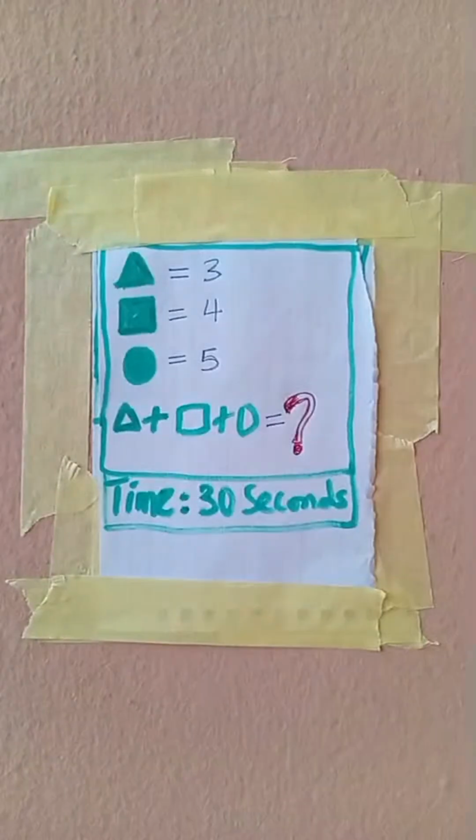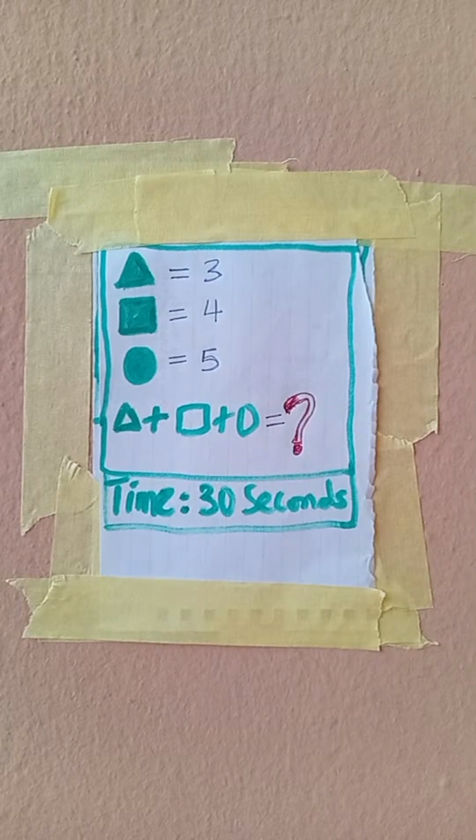So I'm done pasting the fourth math puzzle on the board. It's a very simple one. I'll flip the camera now and share the other side of the screen with you. So the triangle has a value of 3, the square has a value of 4, and the circle has a value of 5. So if you sum these three together, what does it give you? Very simple. What does it give you? Add 3 plus 4 plus 5 and tell me the answer. Let me know the answer in the comments.